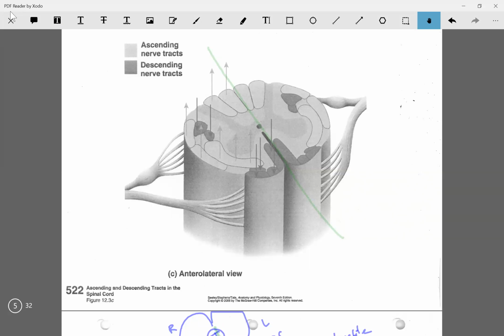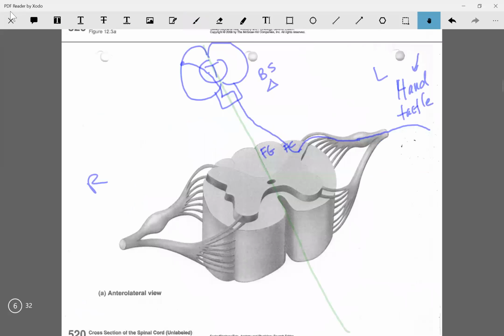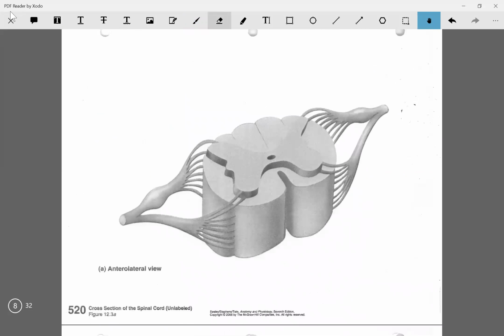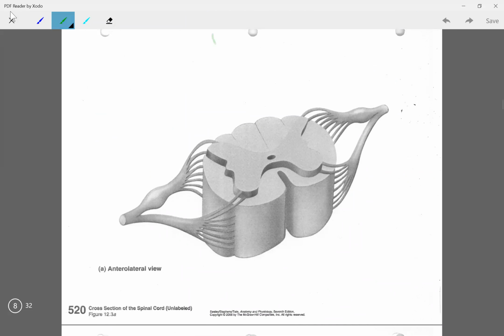All right. So back to this one. Okay, we had that spinothalamic tract. This is going to be our pain and temperature track. So let's map that out. All right, so let's divide the cord in half.